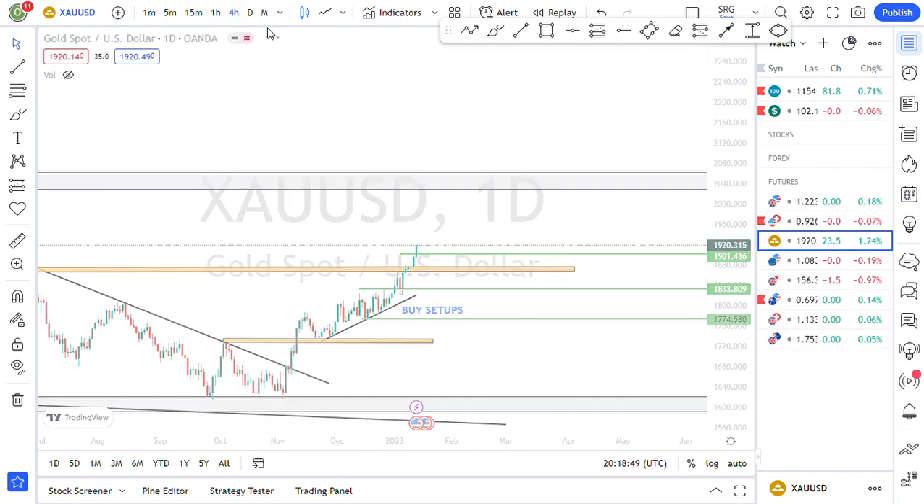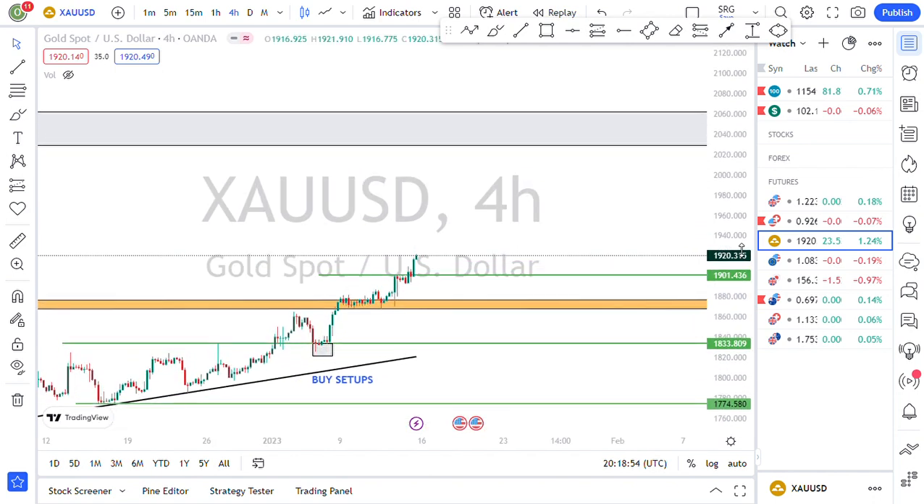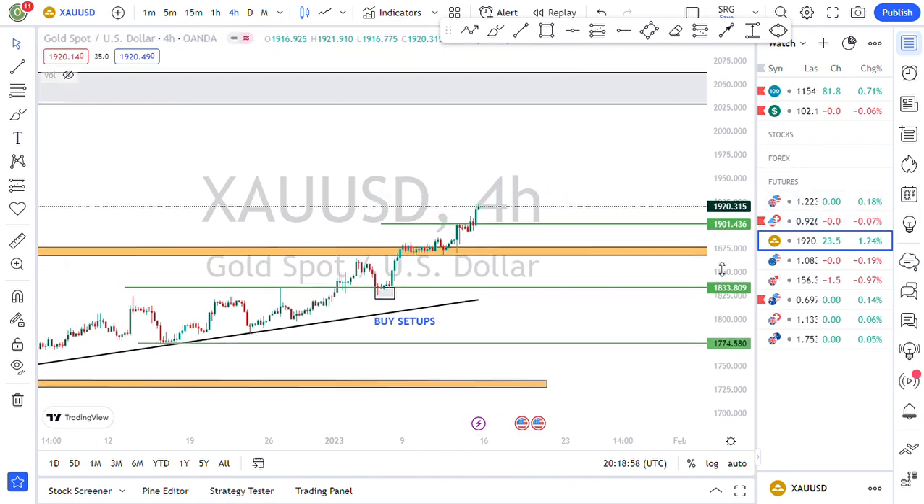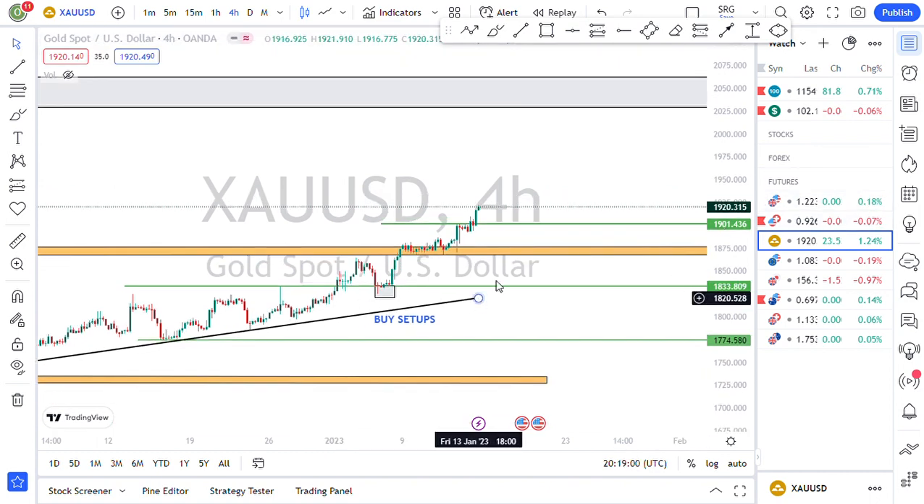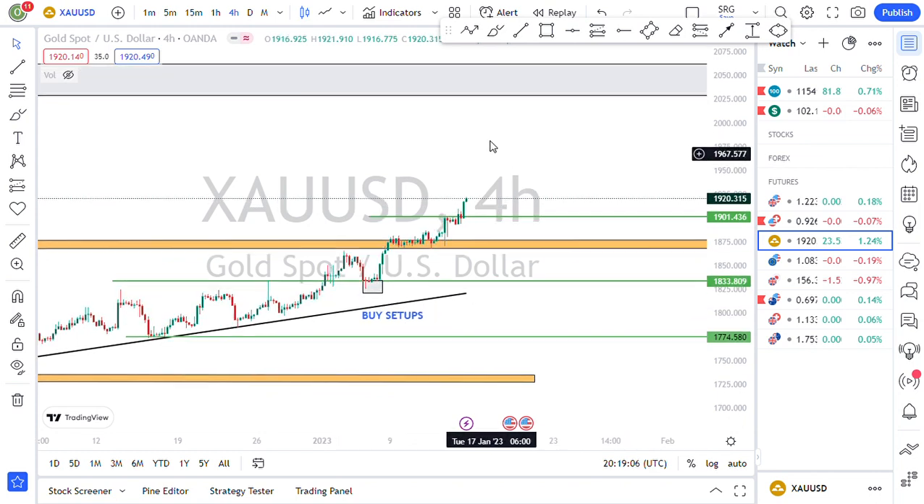Let's go to the 4-hour time frame, right? You can see gold playing over here. We have a support trend line over here, and price is actually above it, right? So we are waiting for price to give us a cool test over here, or better still here, right? This place would be of better buy setups, and then we head up.